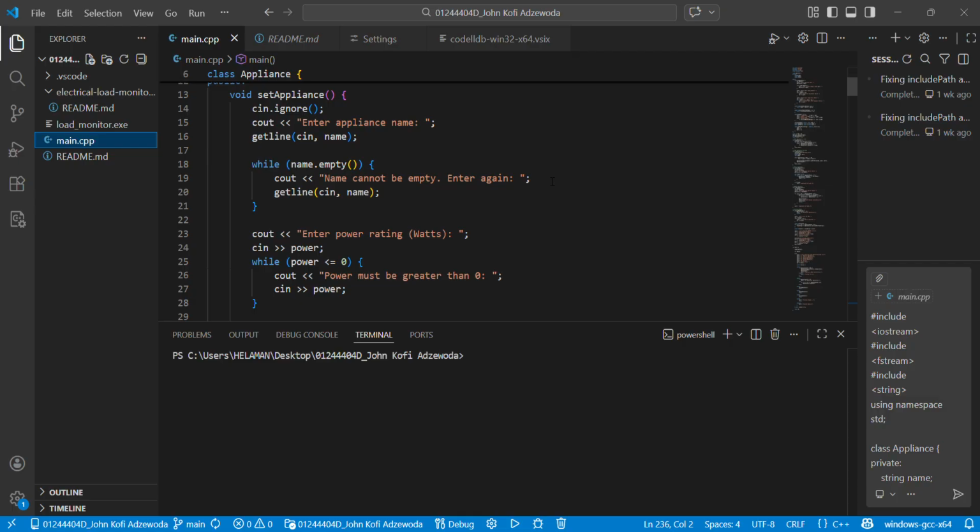So this project develops an electrical loading monitoring system that helps users to first of all record electrical appliances, monitor their appliance power consumption, calculate energy usage, and estimate monthly electricity costs. The system is written in C++ and uses file handling to store appliance data.